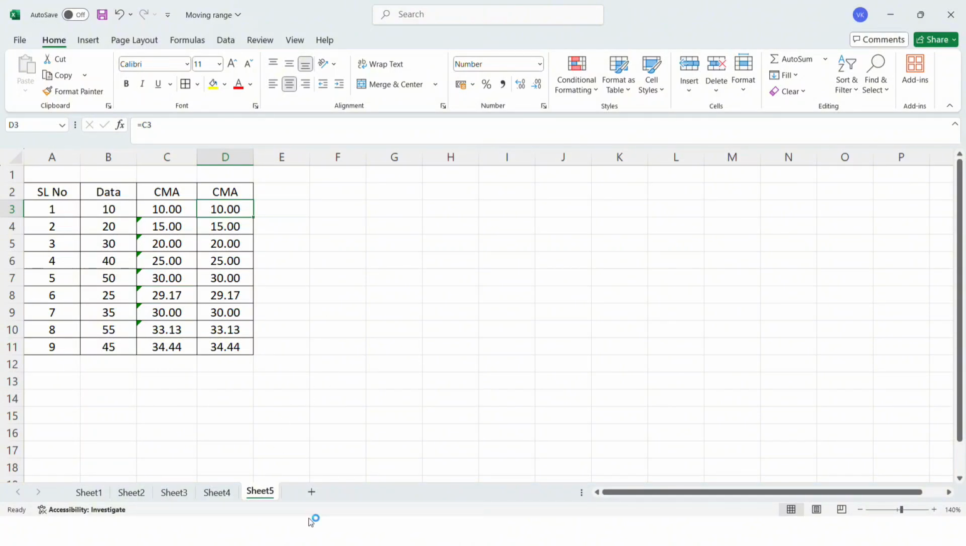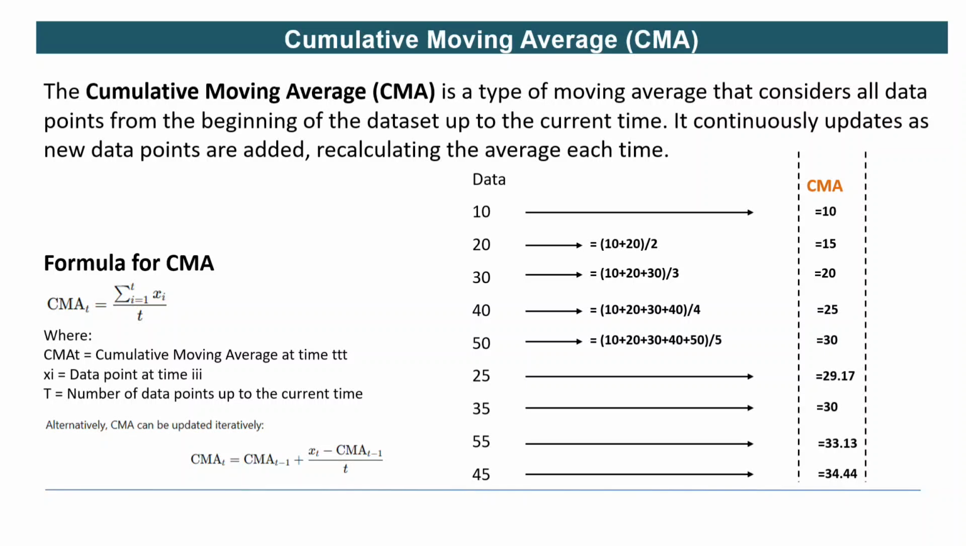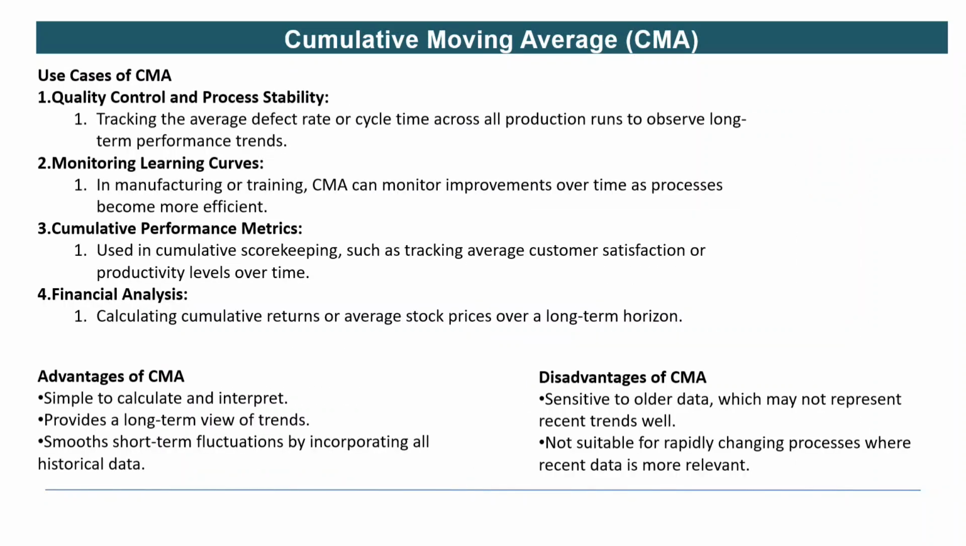Now we will understand the pros, cons, and where this cumulative average gets used. Cumulative average as a concept is generally used in quality control or process stability. Cumulative average is used to track the average defect rate or cycle time across all production runs. For example, when you start a particular production run, how are you performing? As the production run increases, you start producing more and more, you get more and more experience on the process, and your average improves. So it's not an average for a given period of time, but it is a rolling average, or in other words, a cumulative average, right?